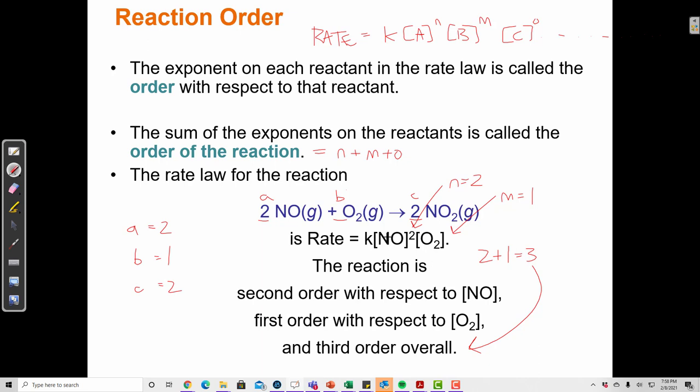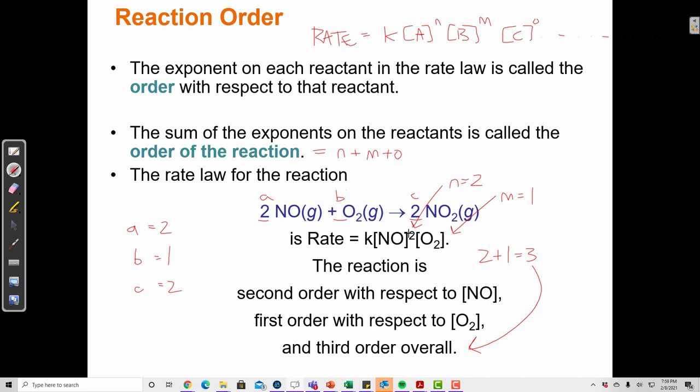When we look at a rate law, we're not concerned with products. First of all, I don't care about the products. When I'm talking about the rate in a rate law, I'm only talking about the reactants. So I need all of the reactants in the rate law, and none of the products. And I need to make sure that I have the reactants, their concentration, and their order.